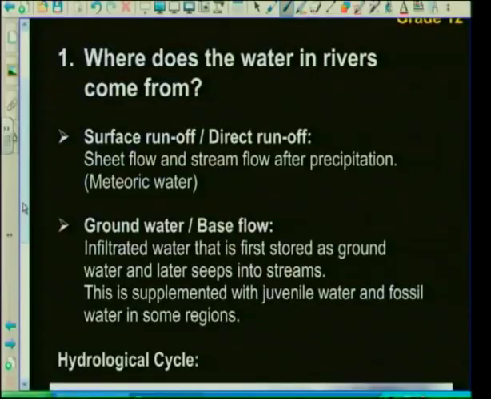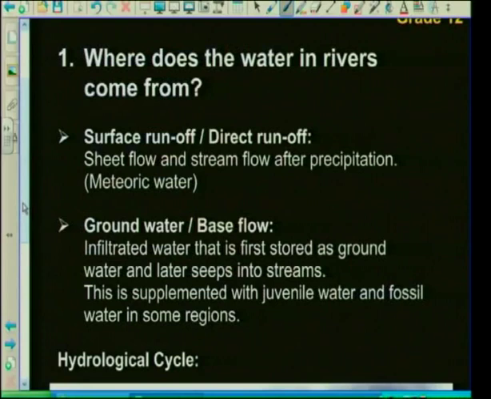Right, so the first part of the session that we are going to look at is essentially where does the water in our rivers actually come from. We know that the water exists, we know that our world is covered by water sources, and just a reminder that the water that flows within our rivers is predominantly fresh water, which is of vital importance. So the two main things that we are going to look at is, number one, surface runoff and direct runoff.